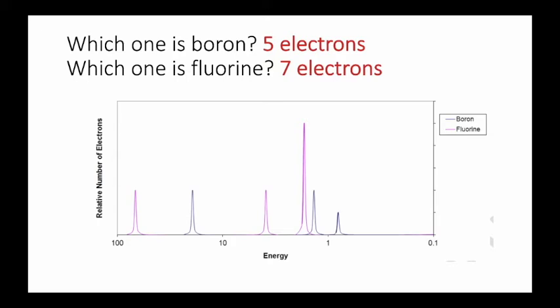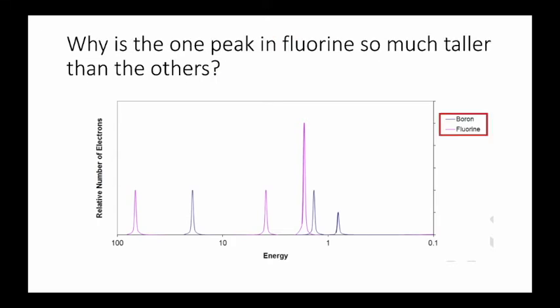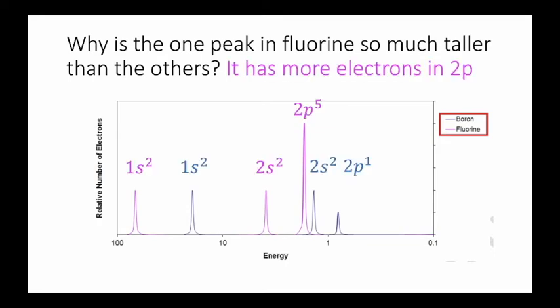Next question, why is the one peak in fluorine so much taller than the others? Well, why don't I go ahead and label my peaks and count the electrons? And I'll do this for boron, and I'll do this for fluorine, and I see that fluorine has a lot more p electrons, and working backwards from the fact that I know I have 7 electrons, I can do a little math and figure out that there must be 5 electrons in that 2p suborbital. So the peak is higher because fluorine has more electrons in the 2p orbital than boron does.